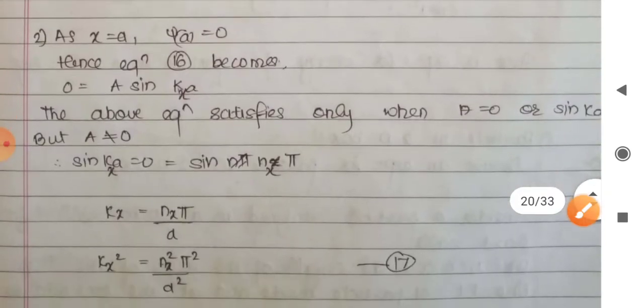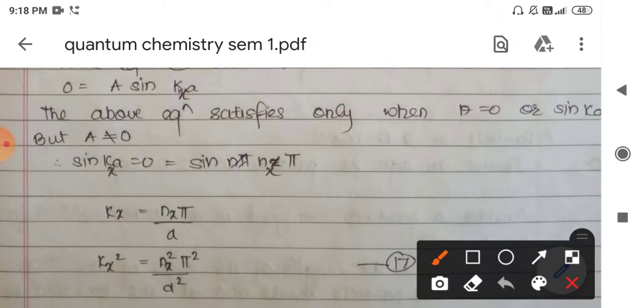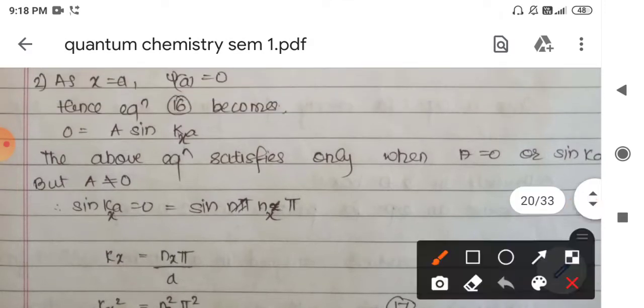So again we will put the second boundary condition, that is x equals a, and we also know that the wave function is also equal to 0 when x equals a.